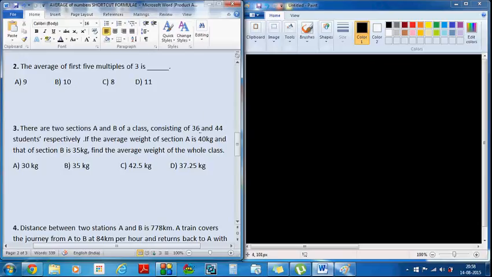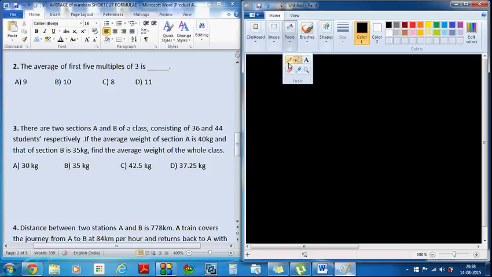So for this, class A contains 36 students. So here N1 will be 36, and class B consists of 44 students. It means N2 will be 44.